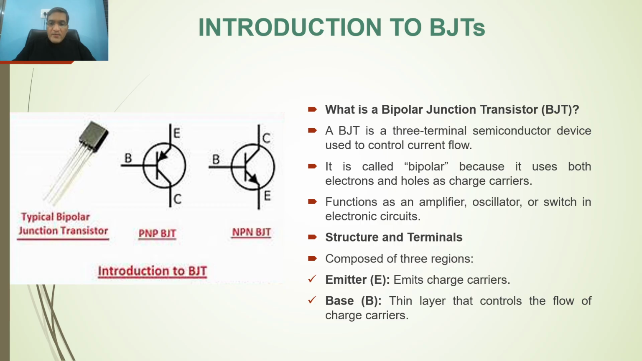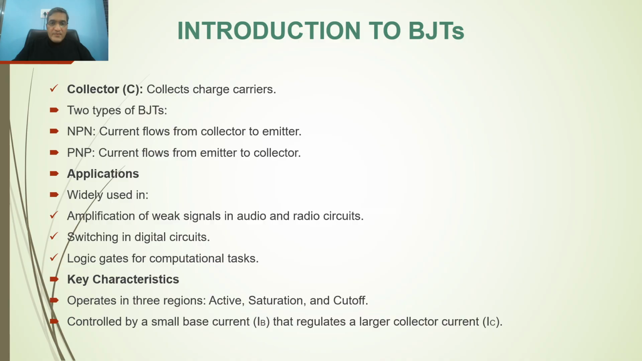Structure and terminals: as we have discussed, it has three regions. The emitter region, as its name indicates, emits the charge carriers. Base is a thin layer that controls the flow of charge carriers. How it controls, we will discuss in the next few slides.